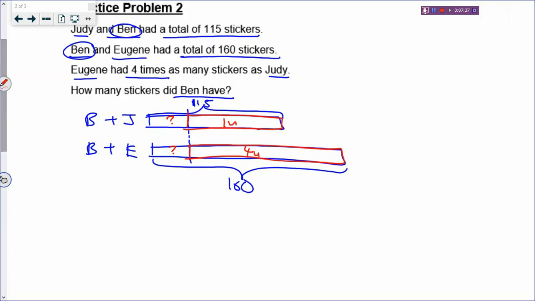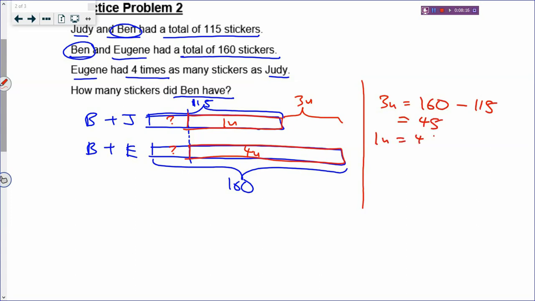So how do we find the question mark? One of the ways to solve by looking at the model is to look for the difference. You may always want to see whether you can find any difference. Yes, I can find 3 units: 4 units minus 1 unit is 3 units. And 3 units is also the total mass of Ben and Eugene minus the total mass of Ben and Judy, which gives the same difference, 45 kg. So your 1 unit will be 45 divided by 3, which is 15 kg.